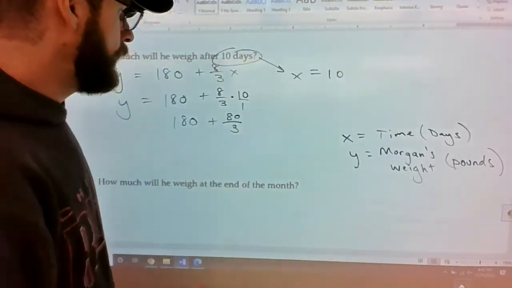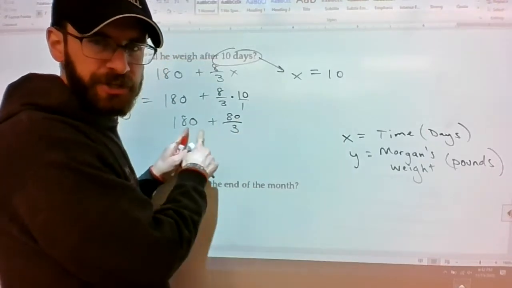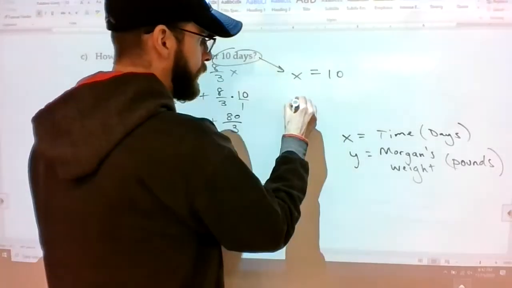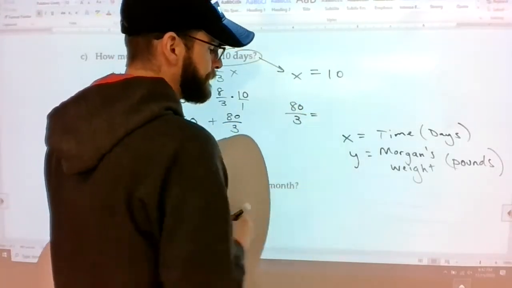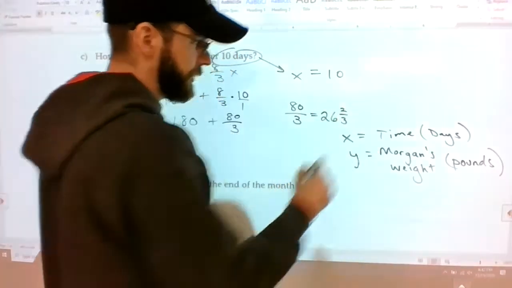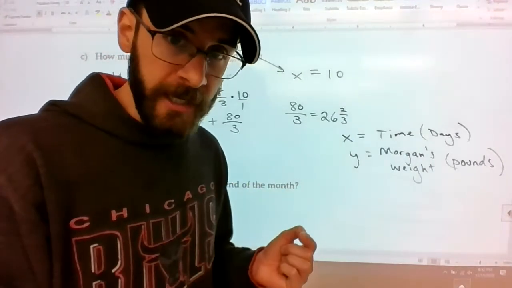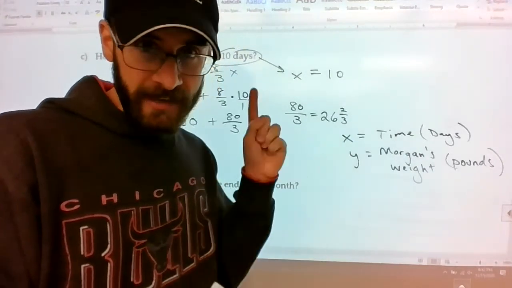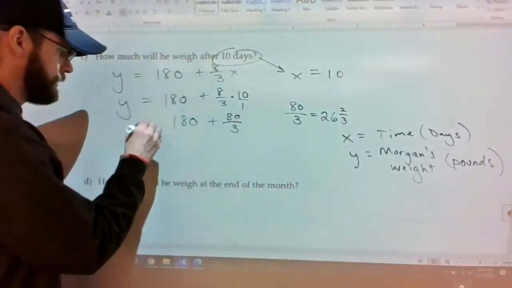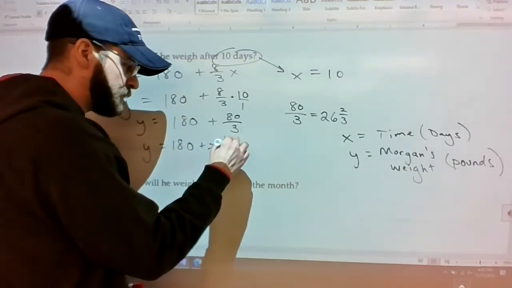Great question. Well, 80 over 3, I think it'll be easier to work with a mixed number because then you can just add the whole number to 180 and tag along the fraction with it. So 80 divided by 3 is equal to, it ends up being 26 2/3. The reason why I could work that out quick in my head is because 81 over 3 is 27. So you're exactly 1/3 less than 27. Anyway. Y is equal to 180 plus 26 2/3.